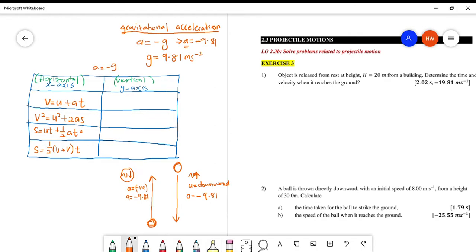The equation here will change. Equation kita akan jadi V equals to U minus GT, sebab A tadi dah negative G. This one akan jadi V square equals to U square minus 2GS. Ini akan jadi S equal to UT minus half GT square. But this one remain the same sebab dia tak melibatkan A. Jadi kita just write down everything back.